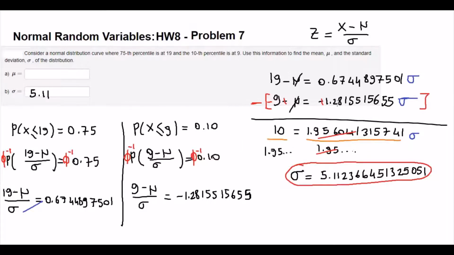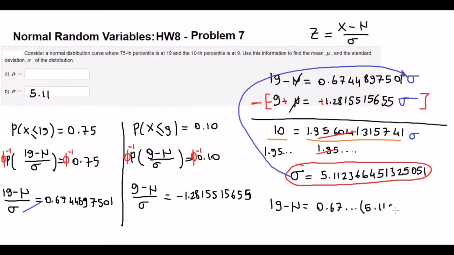Now we can place sigma in one of the equations and solve for mu. Let's place sigma in any equation you prefer. Let's put it here. So in that case we are going to have 19 minus mu is equal to 0.67 number, and instead of sigma we have 5.112366. So mu is equal to this number times that number, minus 19, because we subtract 19 on both sides, and we multiply everything by a negative sign because we want positive mu.